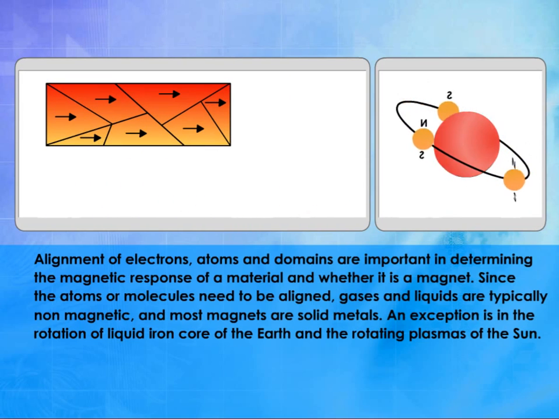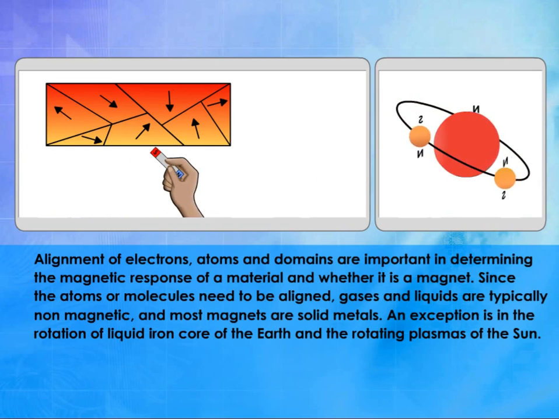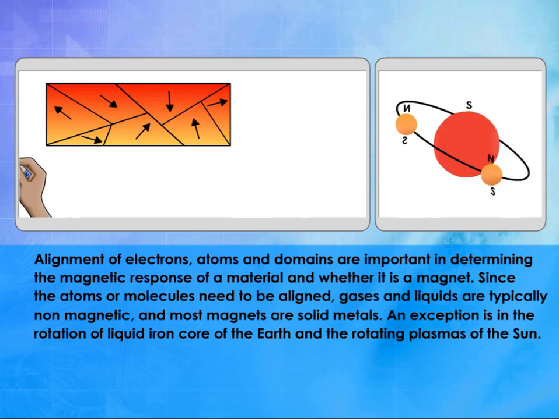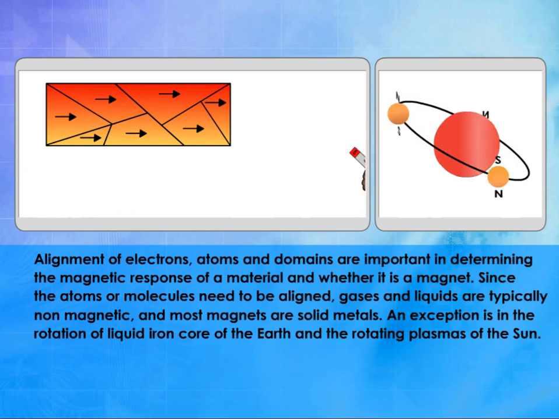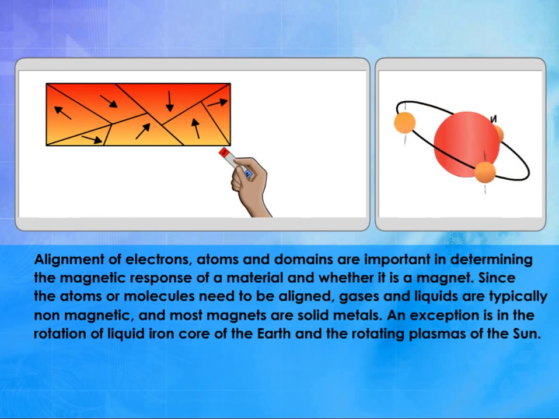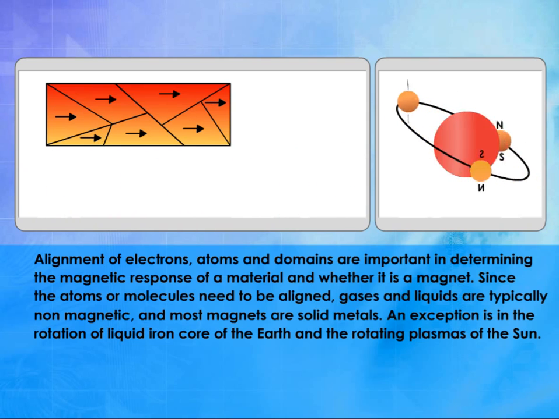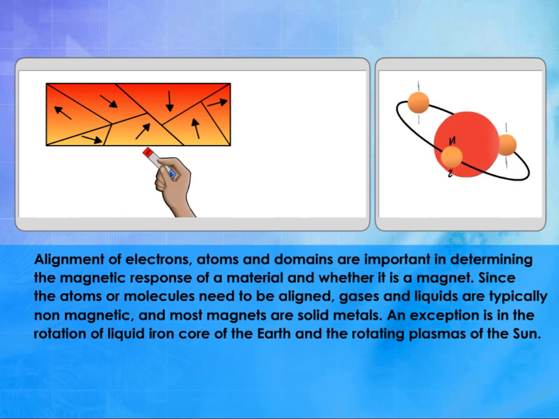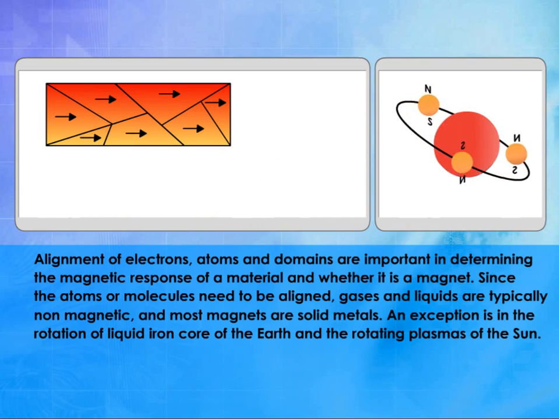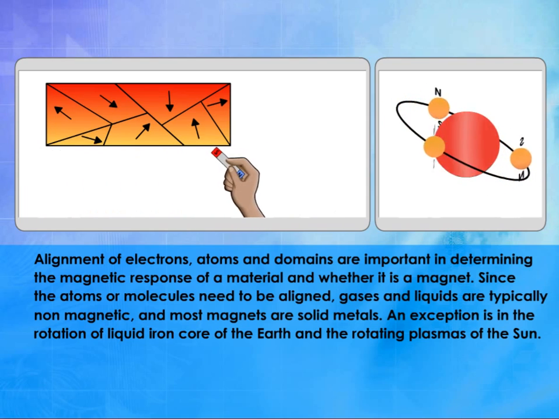Alignment of electrons, atoms, and domains are important in determining the magnetic response of a material and whether it is a magnet. Since the atoms or molecules need to be aligned, gases and liquids are typically non-magnetic, and most magnets are solid metals. An exception is in the rotation of the liquid iron core of the Earth and the rotating plasmas of the Sun.